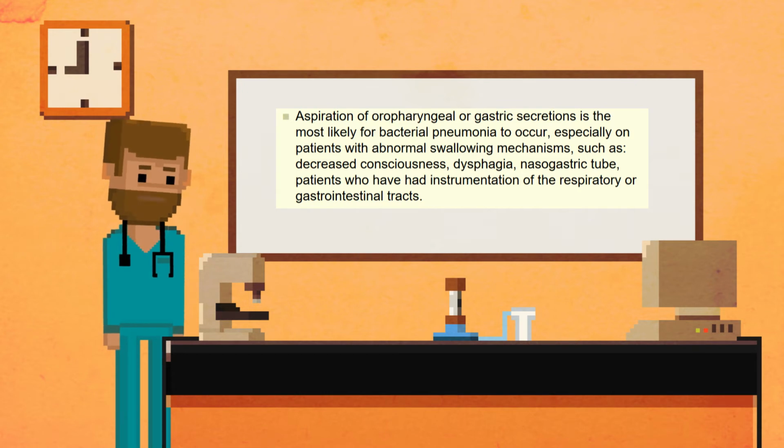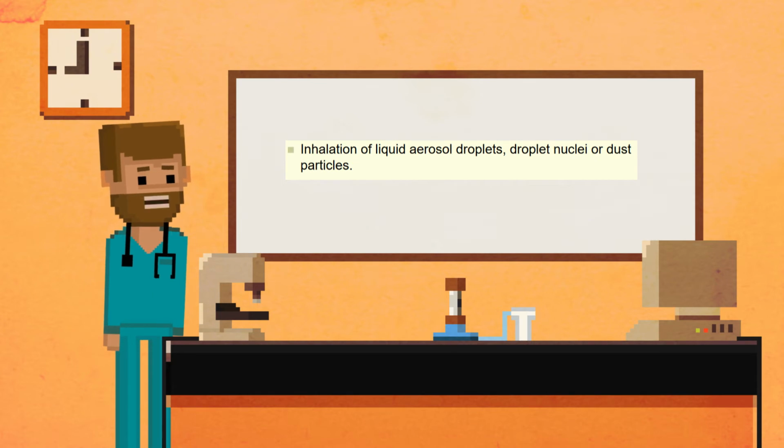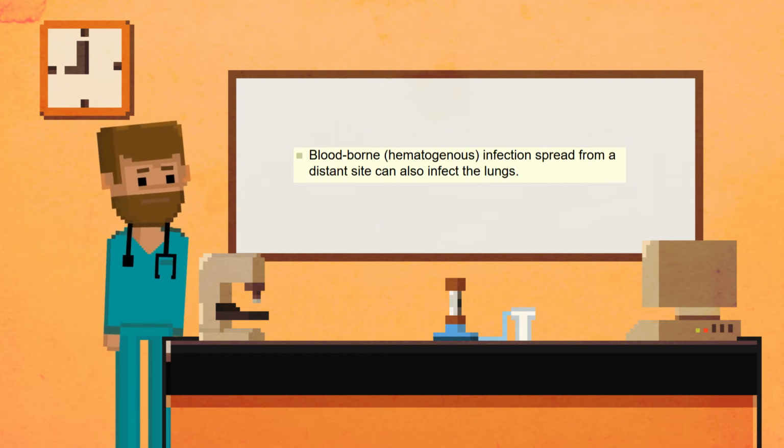Like we talked about, if the patient's unconscious, things like that, they could breathe things into their lungs. That's aspiration. Inhalation is what we talked about earlier, the droplets, somebody sneezes, things like that, and they get inhaled straight into the lung. And then bloodborne hematogenous infection spreads from a distant site that can also infect the lungs.